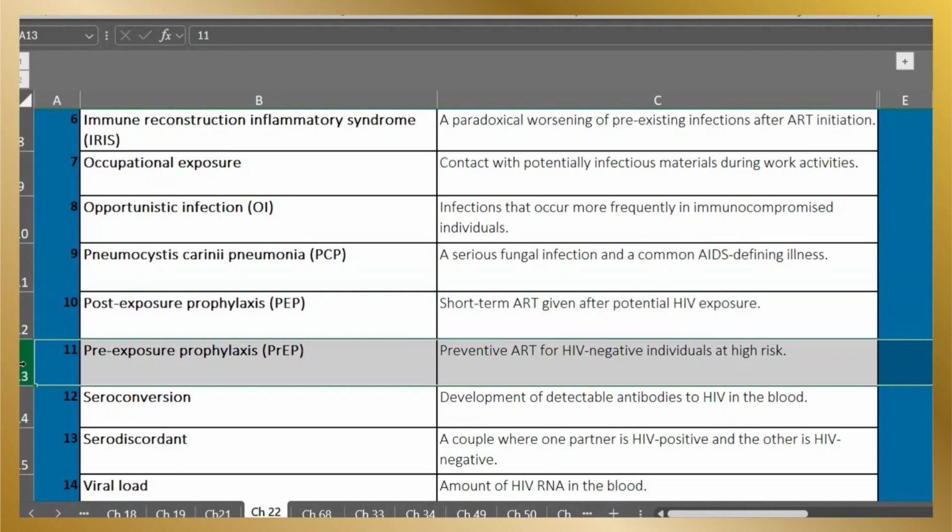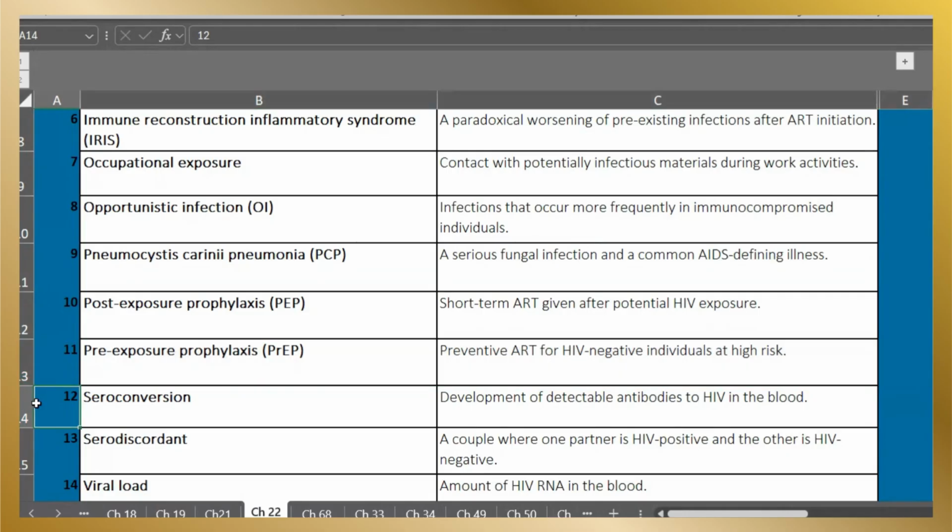Next, pre-exposure prophylaxis. Post means after, and pre means before exposure. PrEP is preventive ART. So post is short term, while pre-exposure, which is before, is preventive ART for HIV-negative individuals at high risk. It is taken daily to reduce the risk of HIV acquisition. It also requires regular HIV testing and monitoring for side effects.